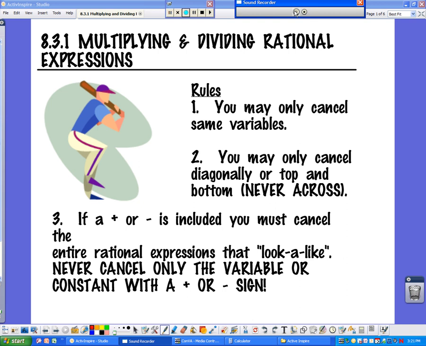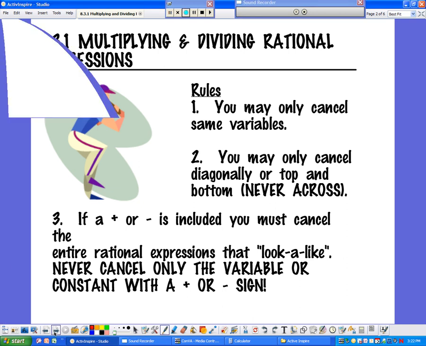Let me start this over. If the polynomial, the top or the bottom of the expression, includes a plus or minus sign, then you're going to have to cancel the entire polynomial, the plus or the minus. Never cancel just the variable or just the constant. In most cases you're going to have to factor it, and you're going to get it down to an x plus or an x minus something, and then you'll be able to cancel it. So let's take a look at a couple of examples.